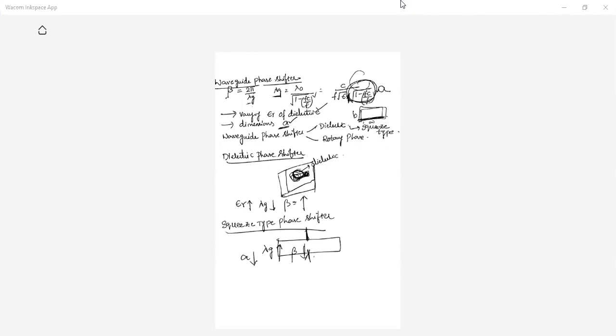Okay, so we have seen dielectric phase shifters and squeeze type phase shifters. The third type of phase shifter is the rotary vane phase shifter. I want to show the figure of the rotary vane phase shifter.